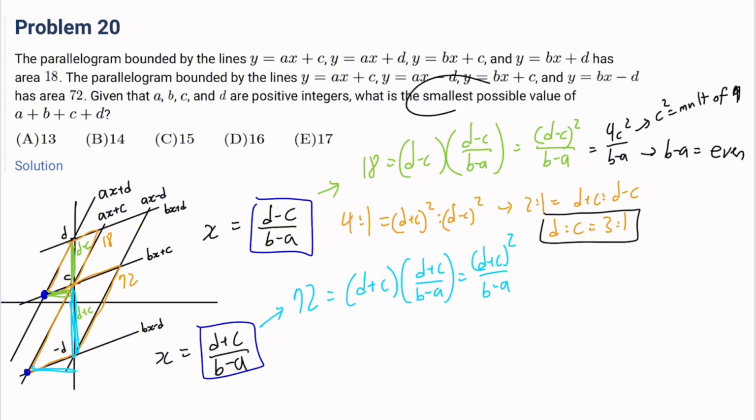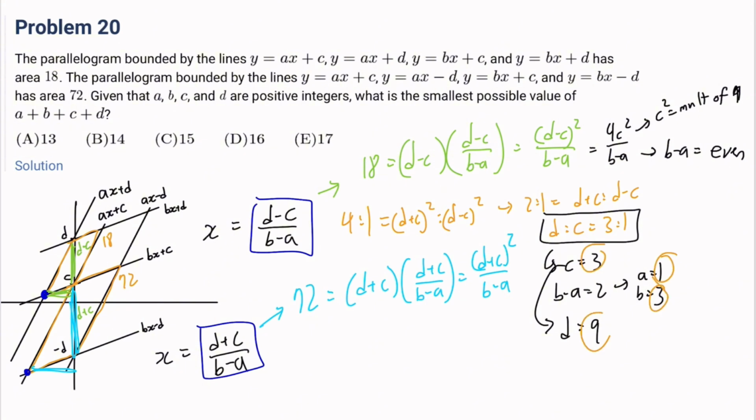And since we want the smallest possible values of a, b, c, and d, then for this we'll just say that c is equal to 3, b minus a would be equal to 2, and if this is true, then the smallest possible value of a and b, those would be a equals 1 and b equals 3. And then since d to c is 3 to 1, if c is 3, this will give us d equals 9, right? So we have a, b, c, d values. They are 1, 3, 3, and 9. If we add those together, 1, 3, 3, and 9 equal 16, right? So that's the sum. The answer is 16, which is D.